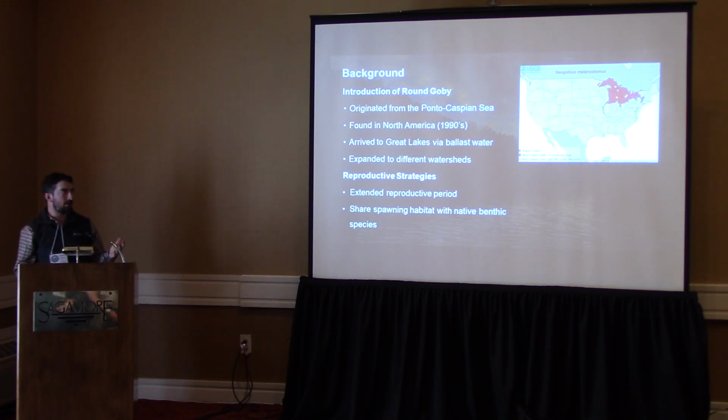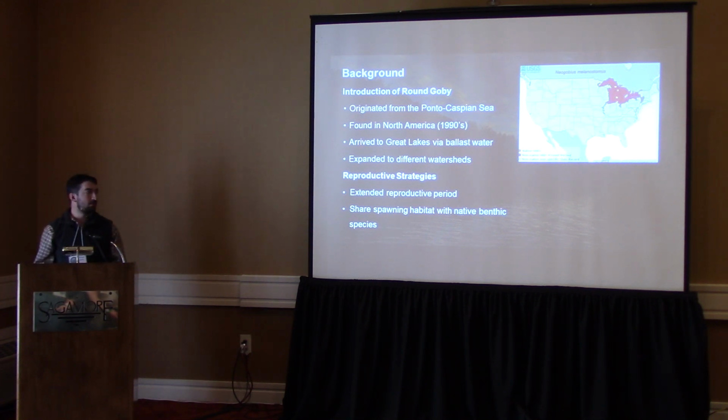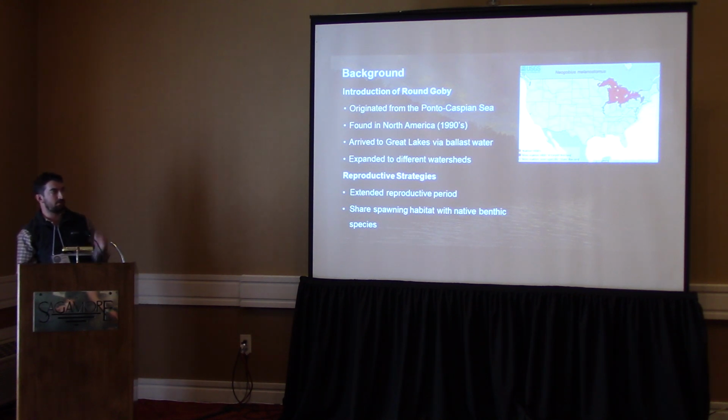They originated in the Ponto-Caspian Sea region, including the Black Sea. They were found in North America in the 1990s. They arrived into the Great Lakes via ballast water. They expanded to different watersheds, which I feel is something important to note as well. We can see in that USGS NAS map populations going down the Mississippi as well as the Hudson River, which was covered previously.